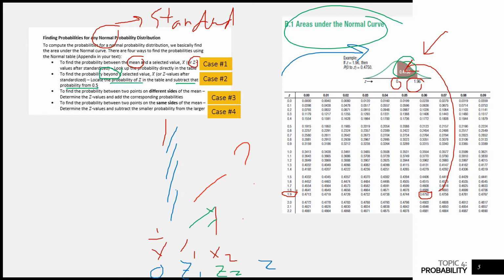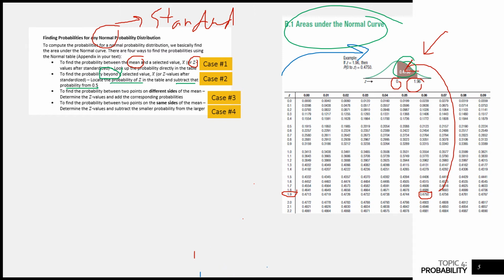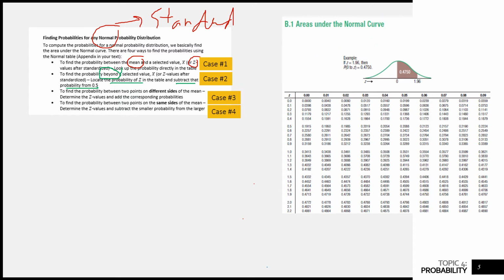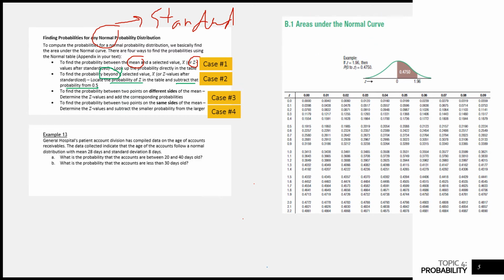Anyway, hopefully by my explanation you'll be able to get the gist of everything. So I'm going to erase everything here. Now you can try example 13 and see if you understand what was mentioned. Let's look at example 13. For A, we have this question. General Hospital's patient account division has compiled data on the age of accounts receivables.